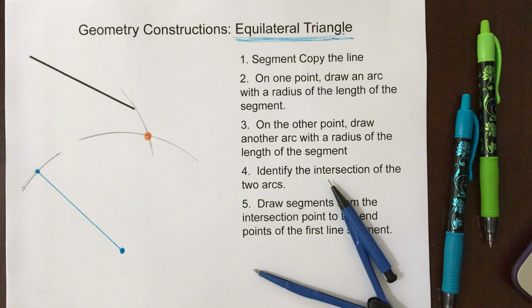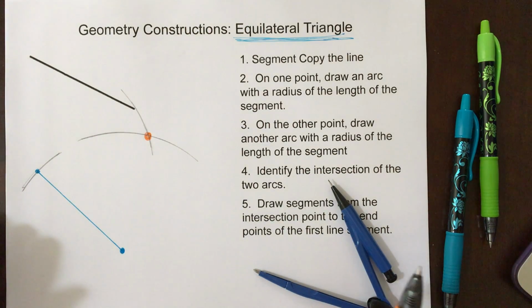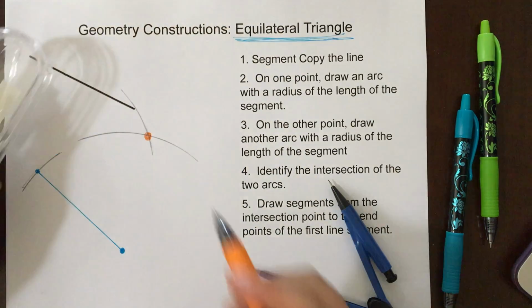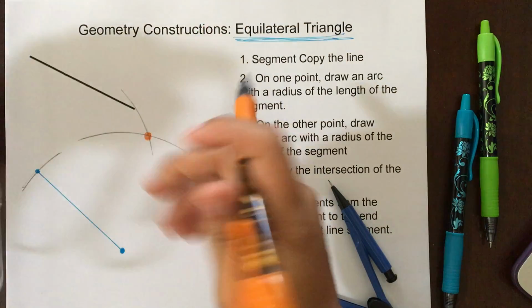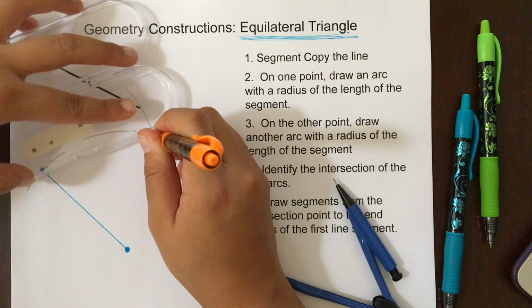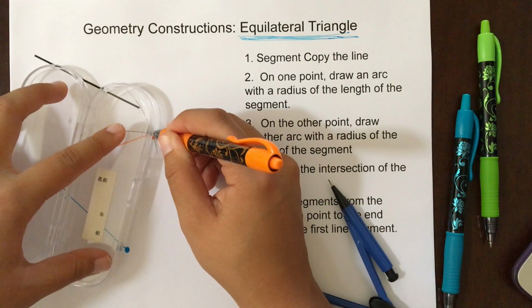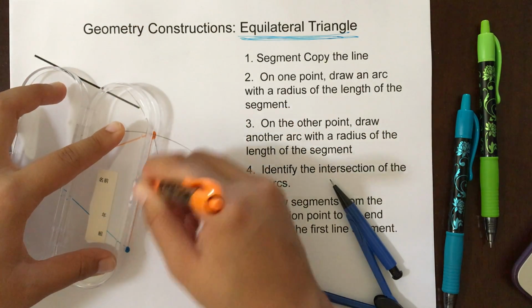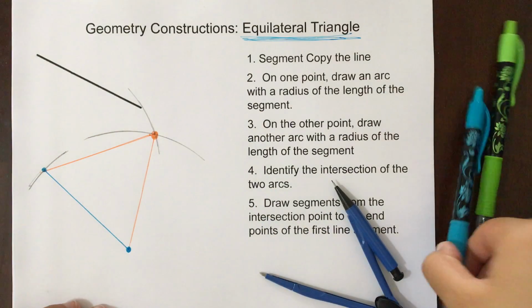And then draw segments from the intersection point to the points on the first line segment. And I dropped my straight edge. So oh no. I dropped my straight edge, so I'm just going to use a different straight edge. Okay. Ta-da! And you can check that these are all equal lengths.